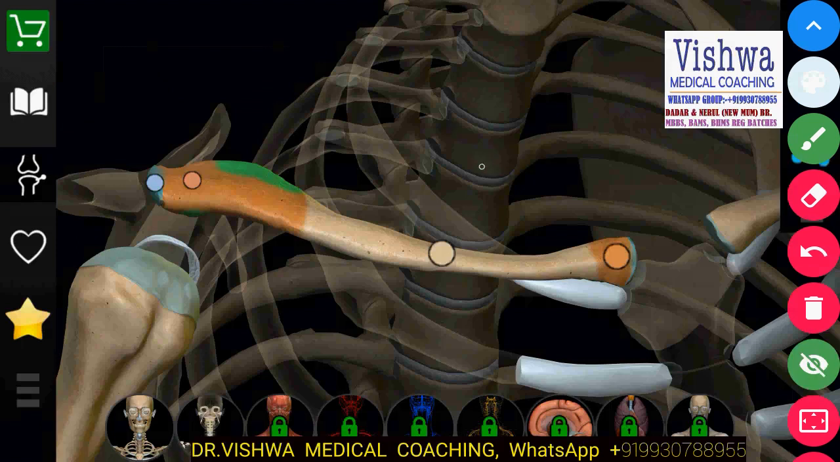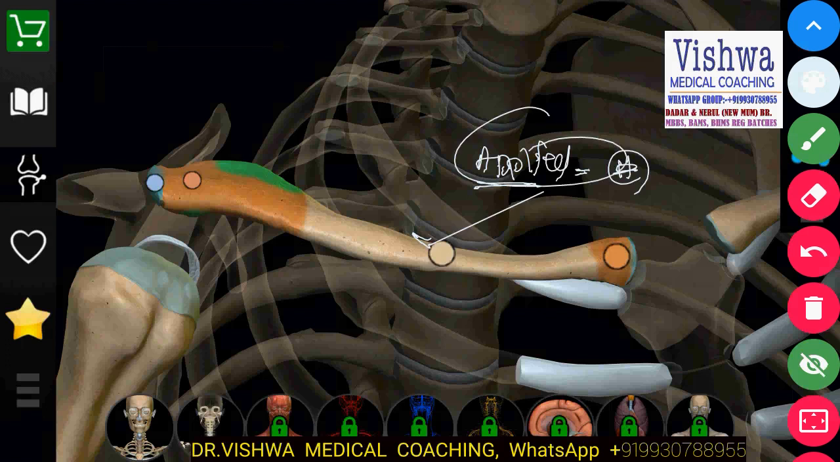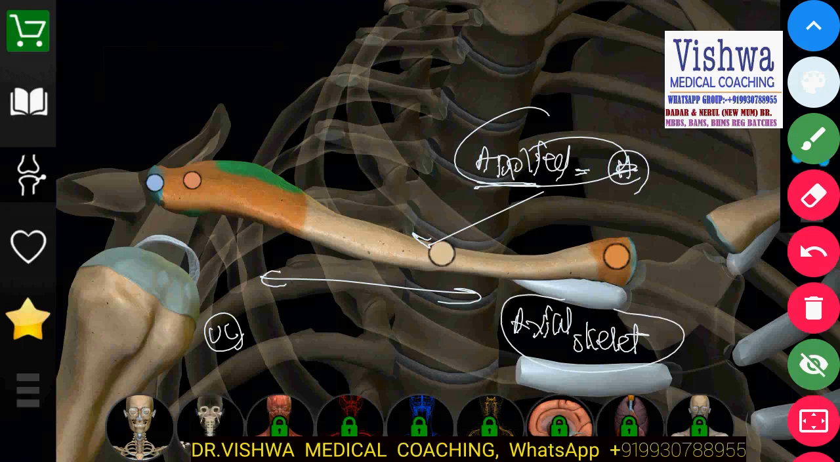Then finally we have the upper limb. Clavicle is a very common bone to get fractured. The reason behind that is it is a subcutaneous bone, so it can get fractured very easily, very commonly. It is the only horizontal bone which connects the upper limb to the axial skeleton.